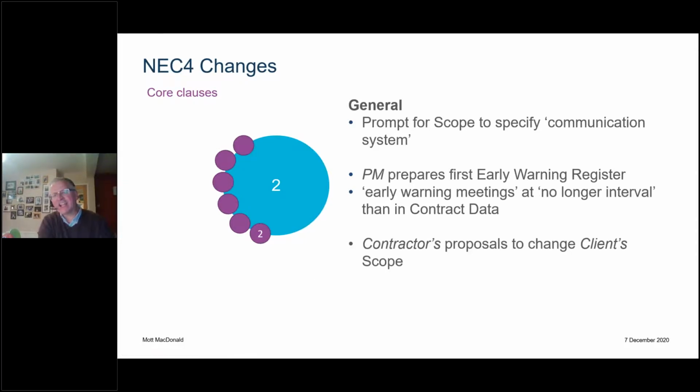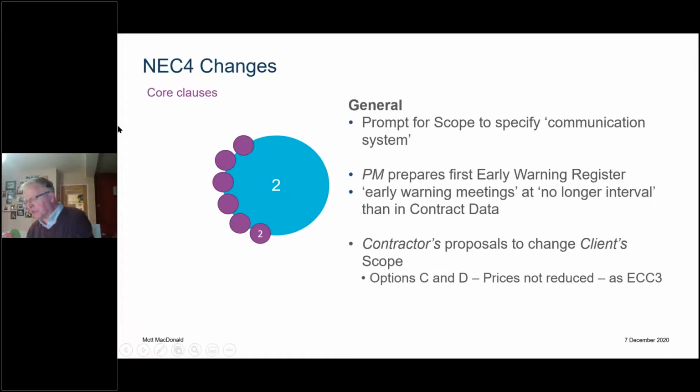There's now a clearer clause for the contractor's proposals to change the client's scope. And in options C and D, the prices are not reduced. That's no change to the prices, because the way it works, if the contractor comes up with a bright idea, then we will leave the prices as they were.